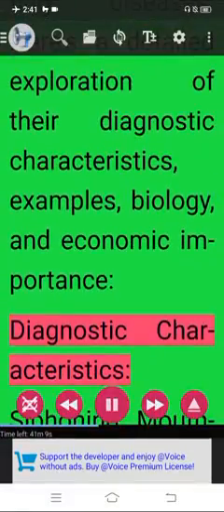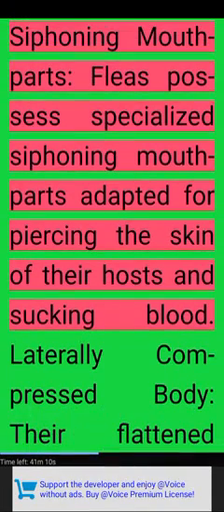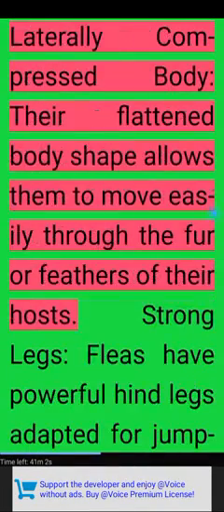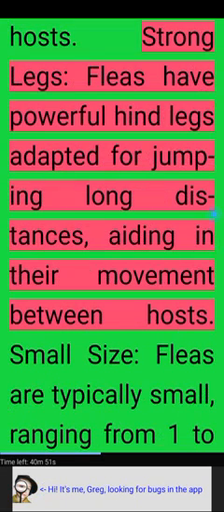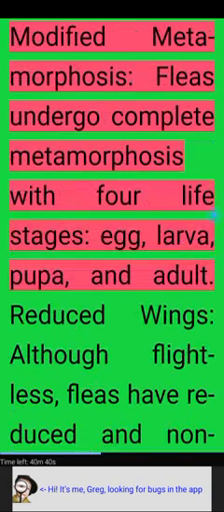Diagnostic characteristics. Siphoning mouthparts. Fleas possess specialized siphoning mouthparts adapted for piercing the skin of their hosts and sucking blood. Laterally compressed body. Their flattened body shape allows them to move easily through the fur or feathers of their hosts. Strong legs. Fleas have powerful hind legs adapted for jumping long distances, aiding in their movement between hosts. Small size. Fleas are typically small, ranging from 1 to 4 millimeters in length.